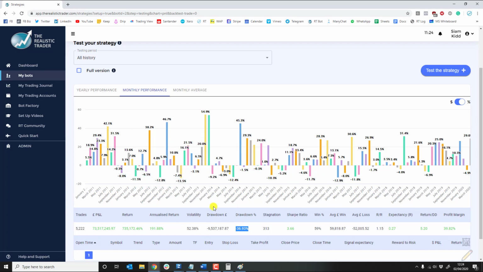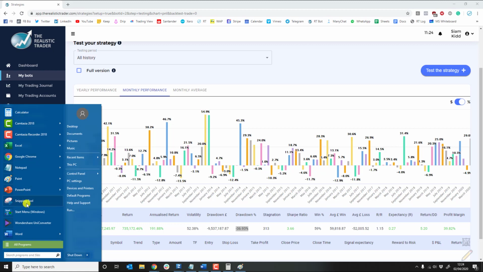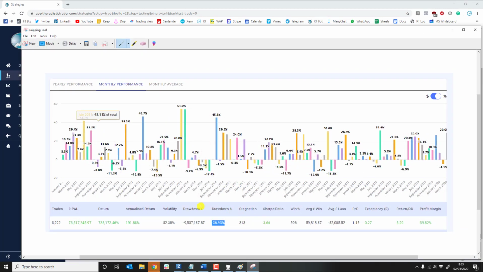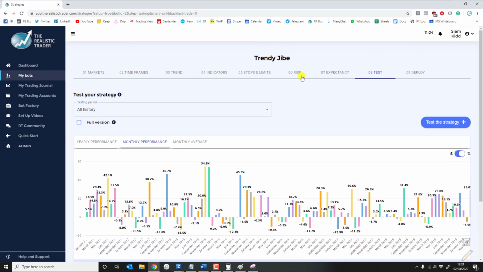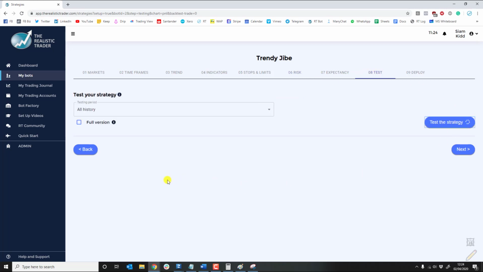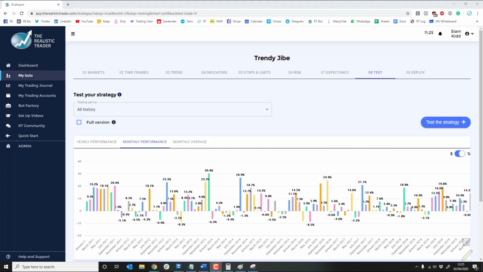Then you can try and optimize, so let's have a little look. Let's play with this in terms of tweaking. Let's just do the snipping tool so we can remember what this looks like. What I'm going to do is tweak the risk and turn it into a dynamic one, and then tweak it so we're getting roughly a 37% drawdown. Then we'll compare it to the ROI, and what you'll find is quite interesting.